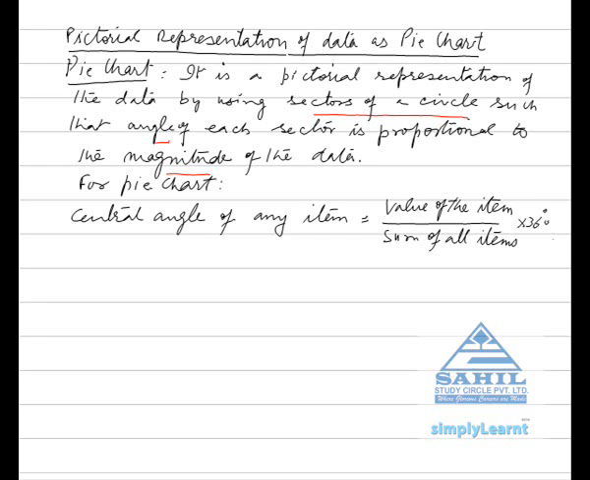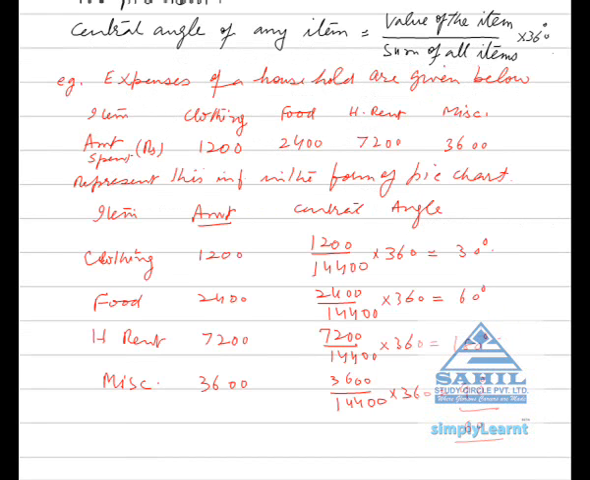Pictorial representation of data is pie chart. Pie chart. It is a pictorial representation of the data by using sectors of a circle such that the angle of each sector is proportional to the magnitude of the data. For pie chart, central angle of any item is the value of the item divided by the sum of all the items multiplied by 360.